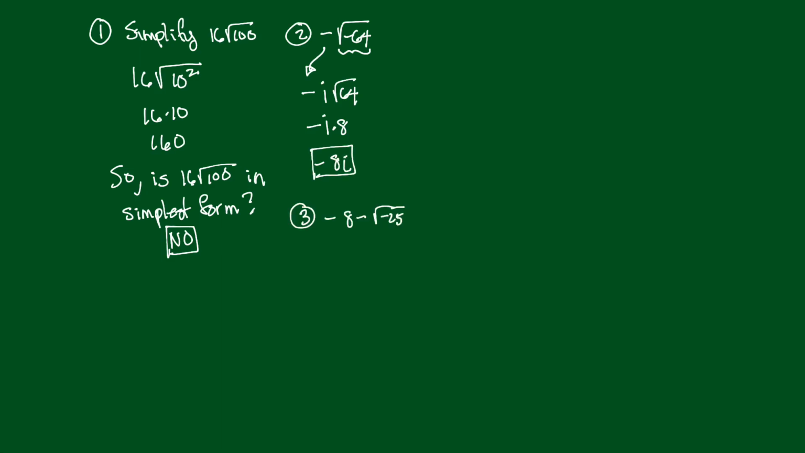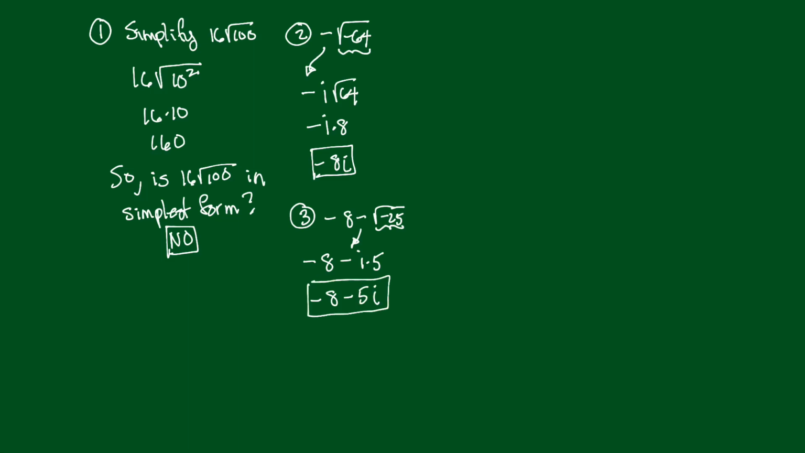Now let's simplify this number if we can. We've got negative 8, and then I've got that minus sign, and now I've got this. Well, it's the square root of a negative, so the first thing I'm going to do is take an I out. And the square root of 25, I can actually do that. So I'll get 5, and I'm just going to rewrite it as negative 8 minus 5I.